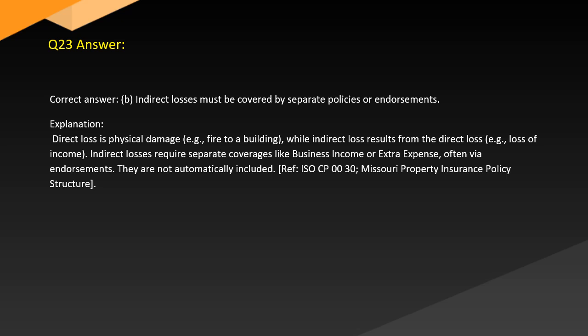Answer. Correct answer: B. Indirect losses must be covered by separate policies or endorsements. Explanation. Direct loss is physical damage, e.g. fire to a building, while indirect loss results from the direct loss, e.g. loss of income. Indirect losses require separate coverages like business income or extra expense, often via endorsements. They are not automatically included. Ref. ISO CP 030, Missouri Property Insurance Policy Structure.